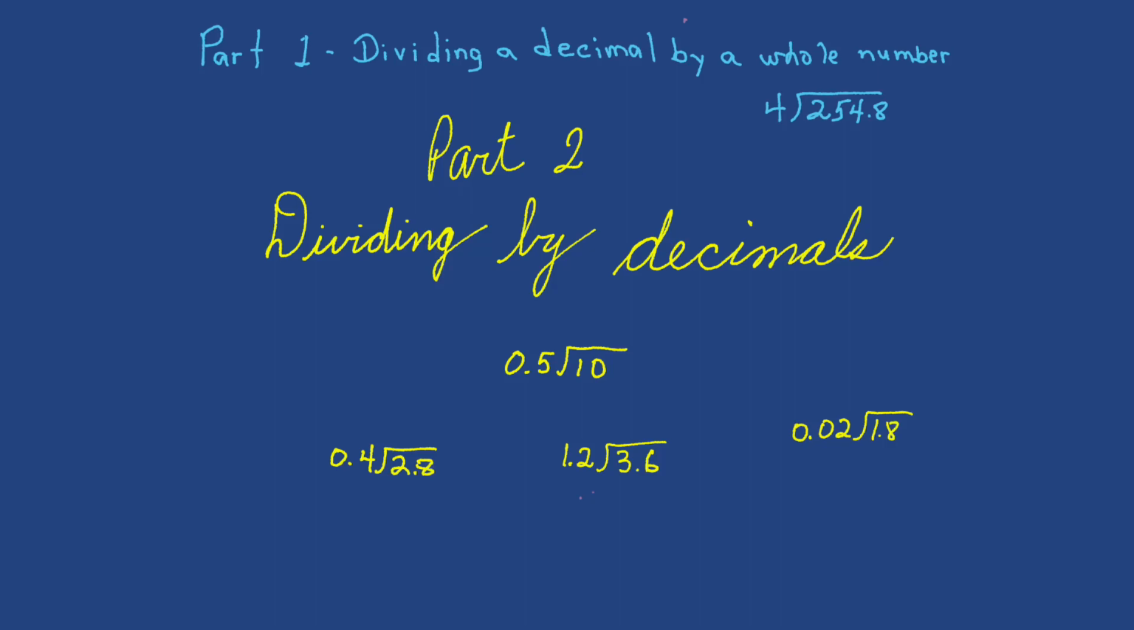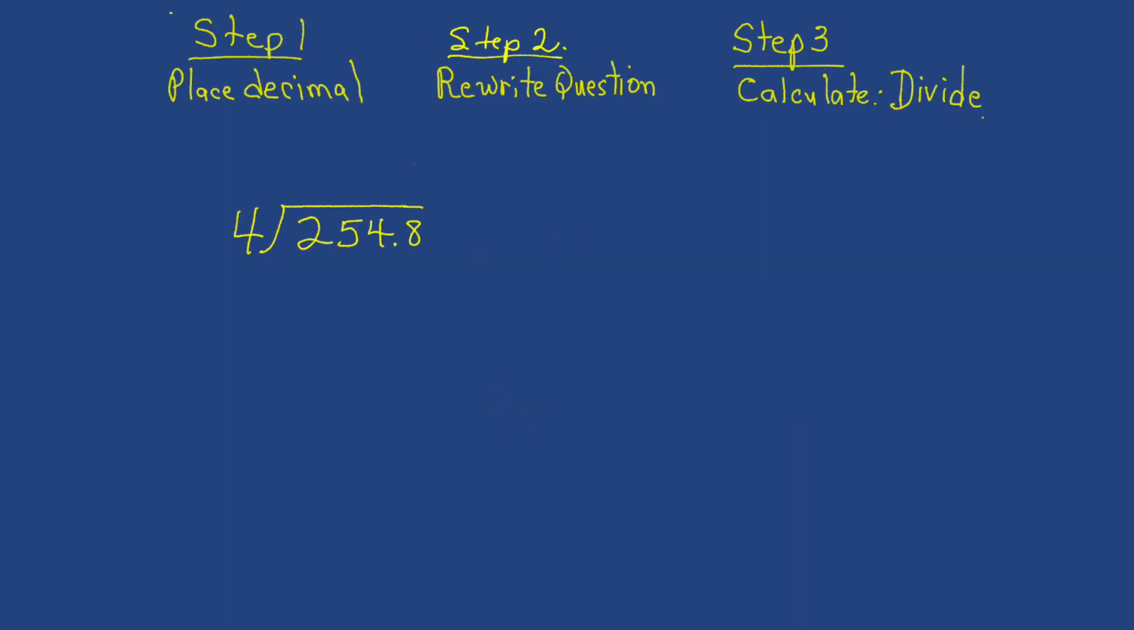In part 1, we reviewed dividing a decimal by a whole number, as in this question. The divisor is a whole number. However, in part 2, we're looking at questions that have divisors that are not whole numbers, they are decimals. Let's look at dividing by decimals.